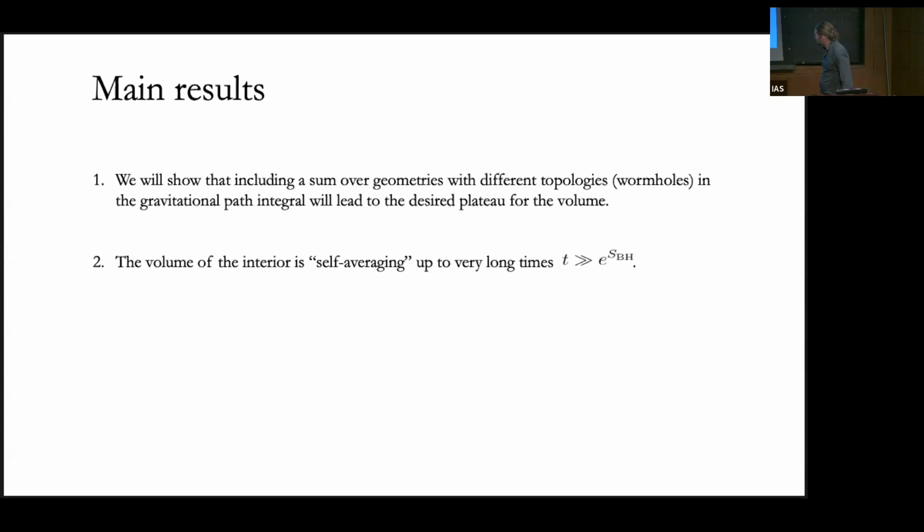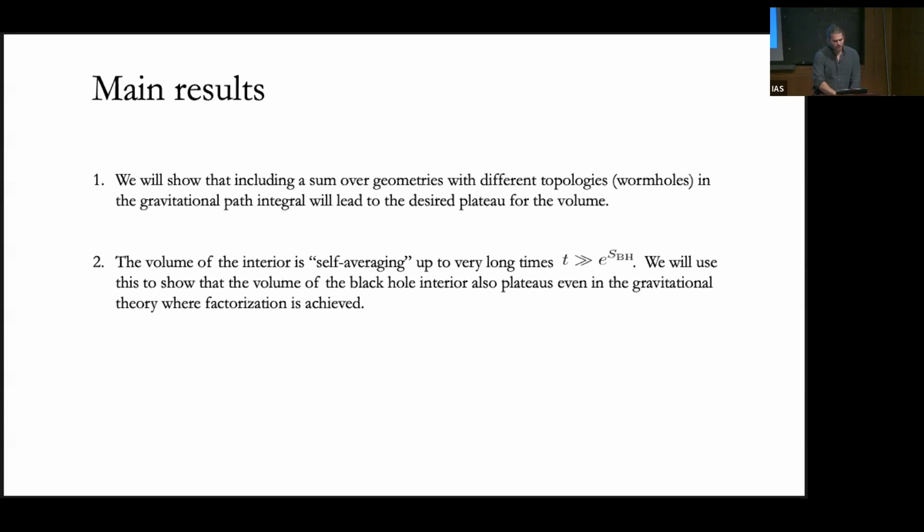On the other hand, given that you just heard Jorrit's talk, and in a UV complete theory we expect factorization to occur and maybe wormholes are not present at all, why should I even care about a computation that involves wormholes? This brings me to my second point, which is that the volume of the interior will be shown to be a self-averaging quantity up to very long times, including times that are much larger than e to the S of the black hole. And I'll tell you exactly what that means in a few slides. We will use this to show that the volume of the black hole interior also plateaus even in the gravitational theory where factorization is achieved, namely the theory that Jorrit just described.